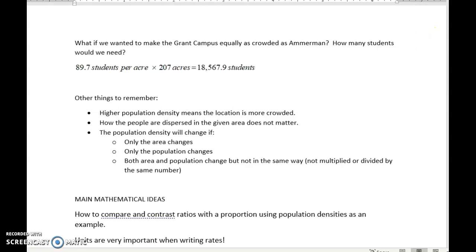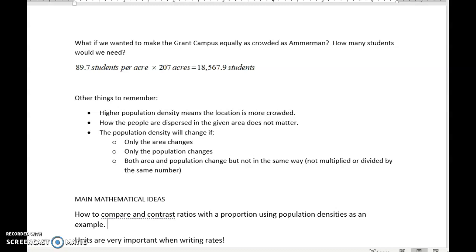So ways that we can change population density: one, if only the area changes. If the area gets bigger and the population stays the same, then you get less crowded, less dense. If the area gets smaller and the population stays the same, you get more crowded or more dense. If only the population changes, the density will change as well. If population goes up but area stays the same, then you're going to be more crowded. If population goes down, then you'll be less crowded.